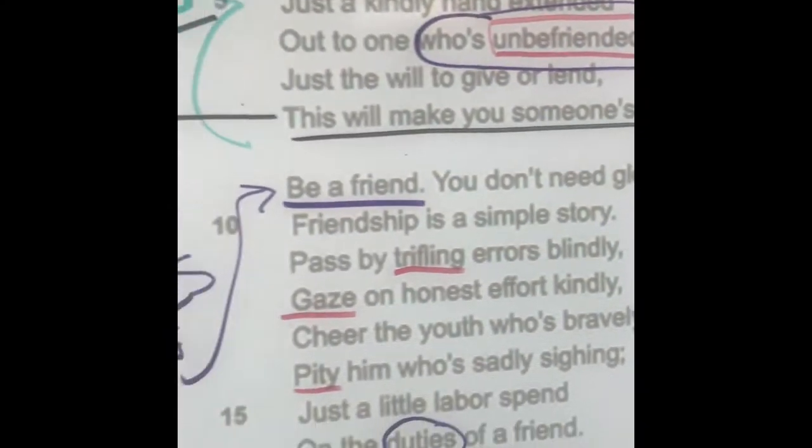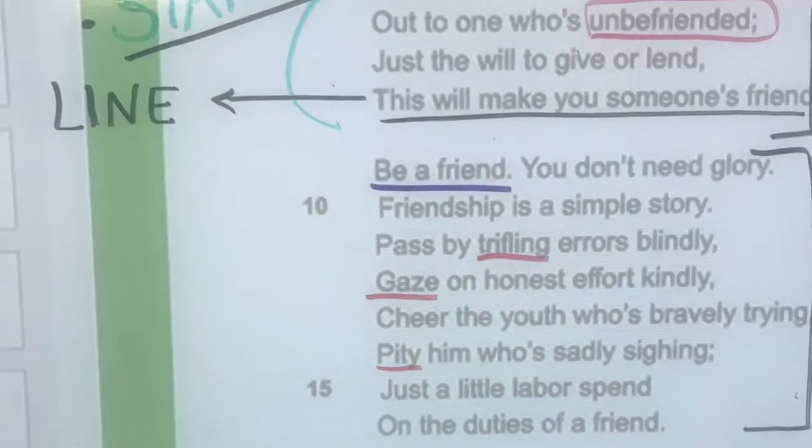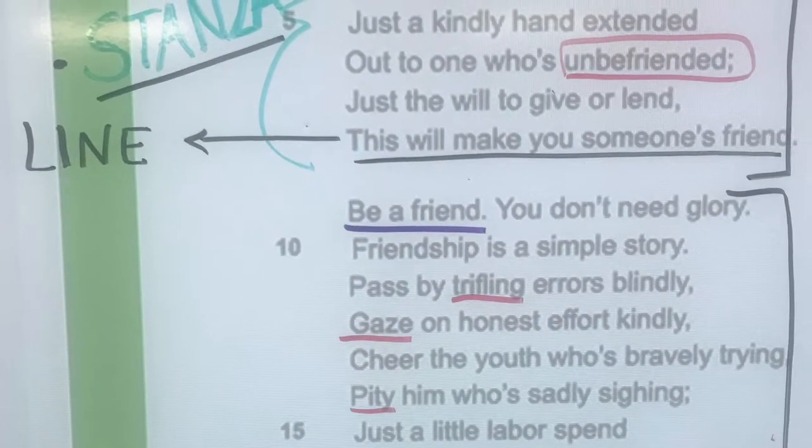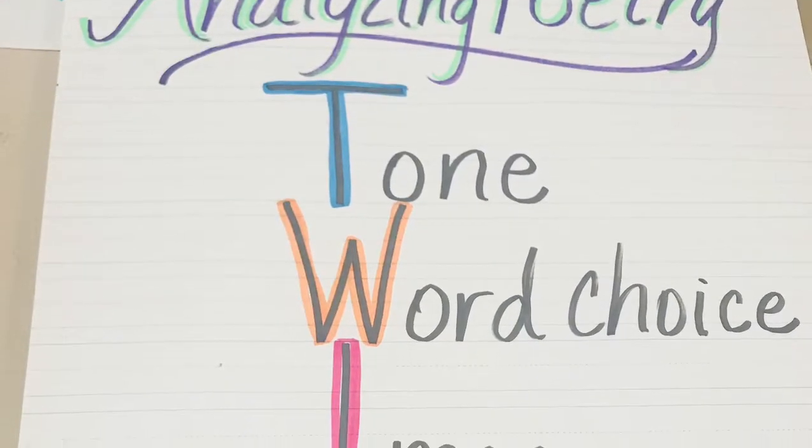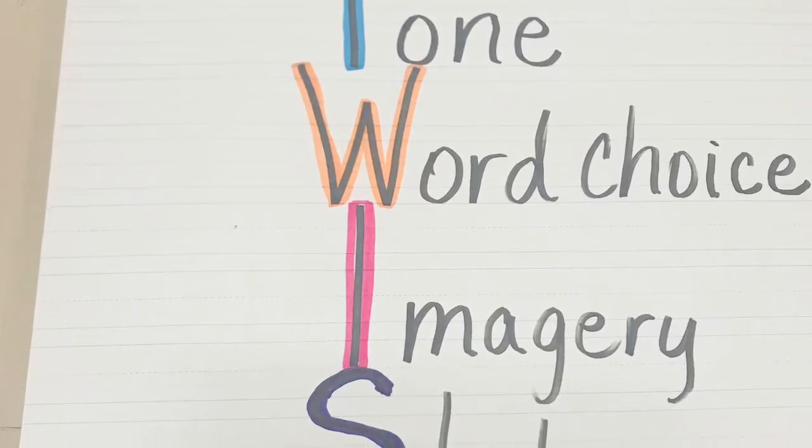T.W.I.S.T. Tone, word choice, imagery, style, and theme. This can be used with any text, but we use poetry for this selection.